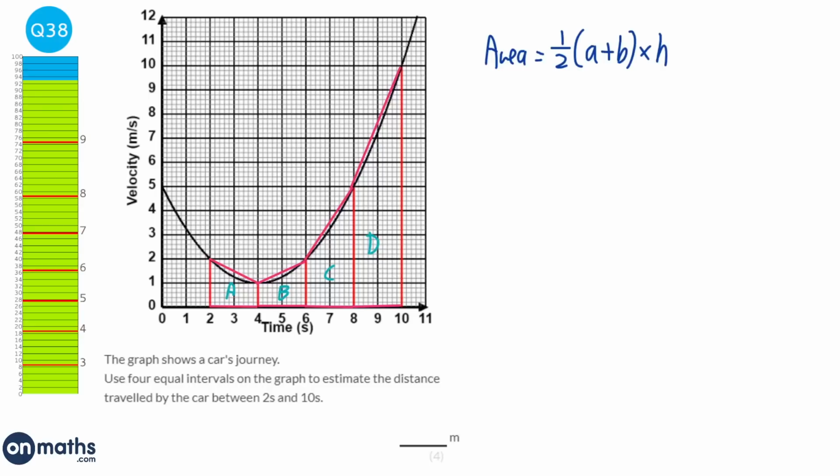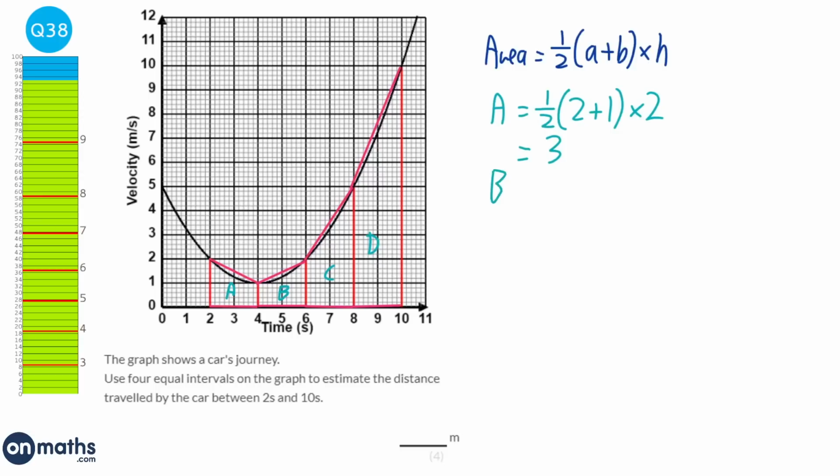So let's do this for the area of A. So it's going to be half brackets. Now A and B are the parallel sides, so it's going to be this side here and this side here. So that would be 2 plus 1. H is the perpendicular distance between them, so this bit here. So it's on its side, so the height is actually the width, isn't it? So we're going to times that by 2, and that gives us 3. Okay, and you notice here that the half and the times 2 actually cancel each other out, so all we need to do is just add the A and B's together.